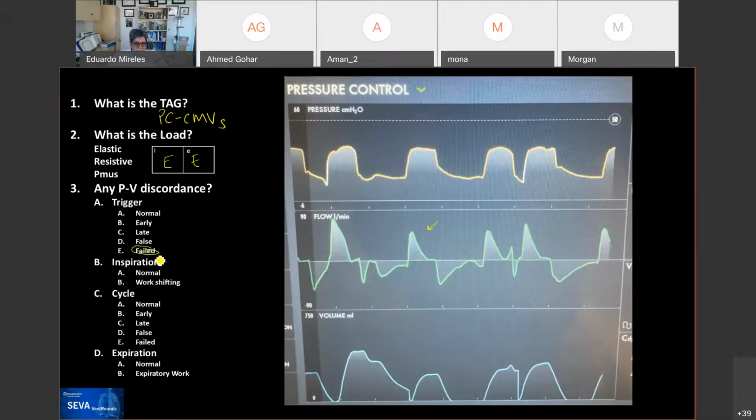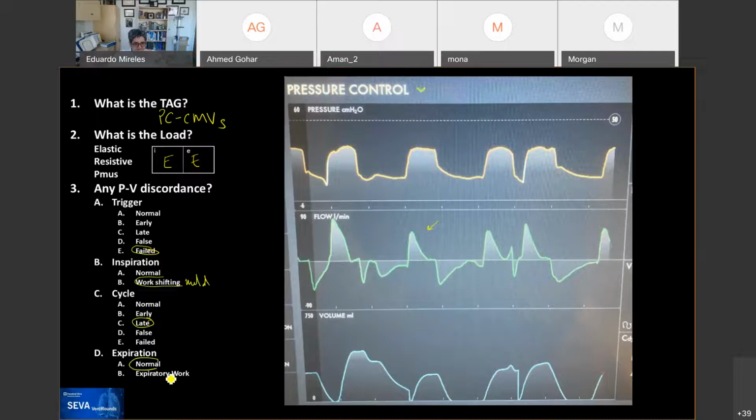Inspiration is a very minor work shifting overall in some breaths, very, very mild, nothing impressive. And then cycle is looking at the first couple breaths, it looks like late cycle and the flow is coming to the baseline. And expiration, I don't see a lot of expiratory work, so I'm going to say normal.